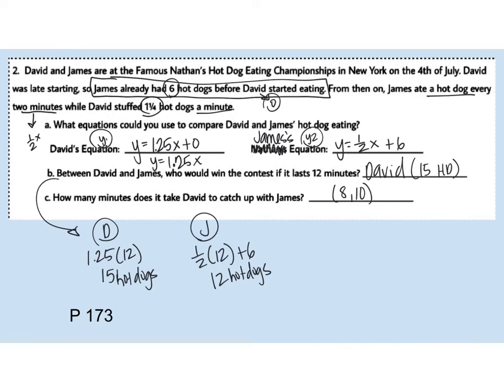Now, that's not what the question's asking. It's not asking for just the point of intersection. We use that to determine how many minutes. Since it's asking for the number of minutes, and the number of minutes is our x value, it would be 8 minutes, and they both would have eaten 10 hot dogs.